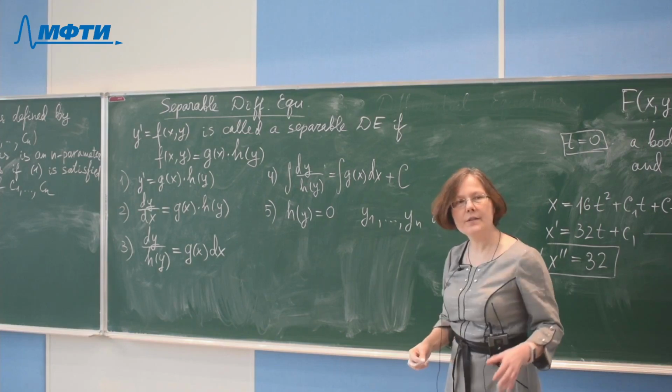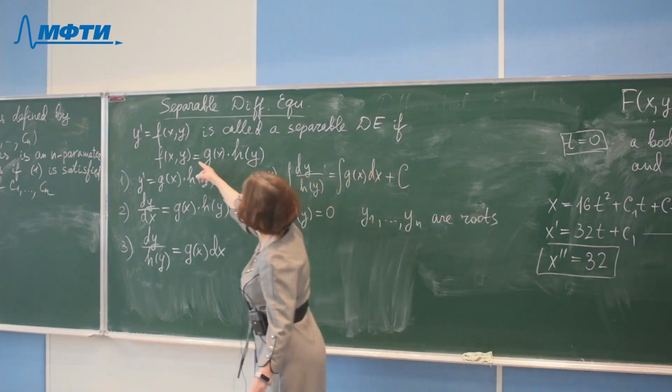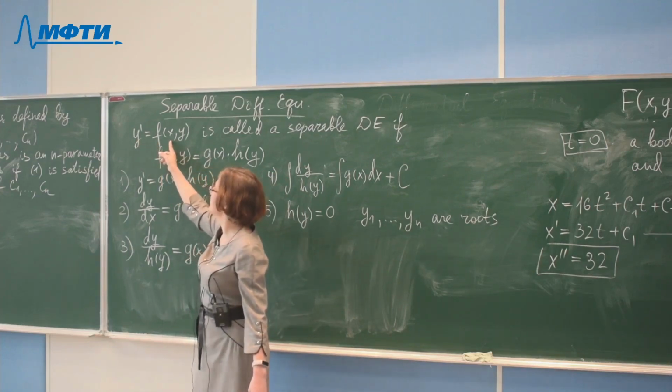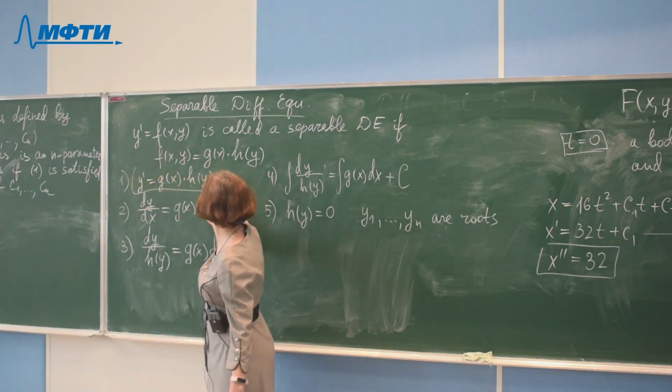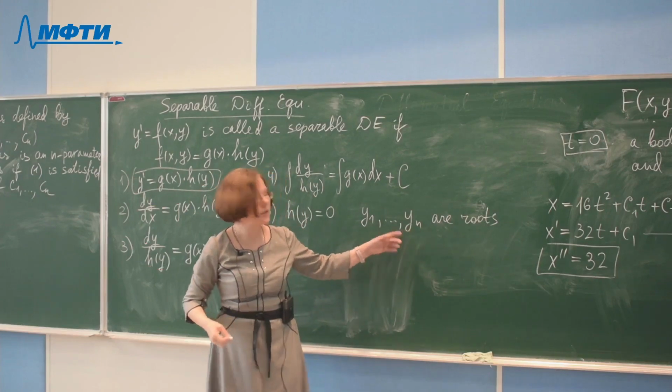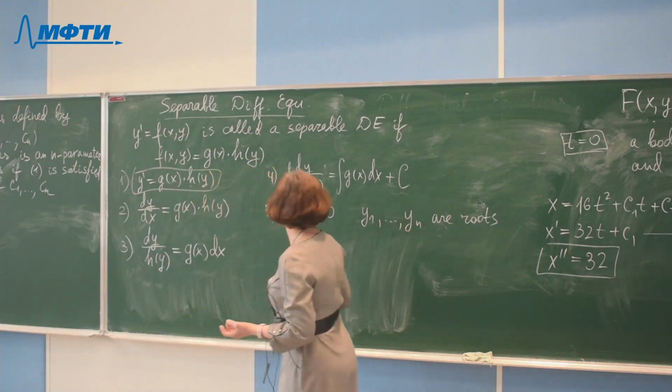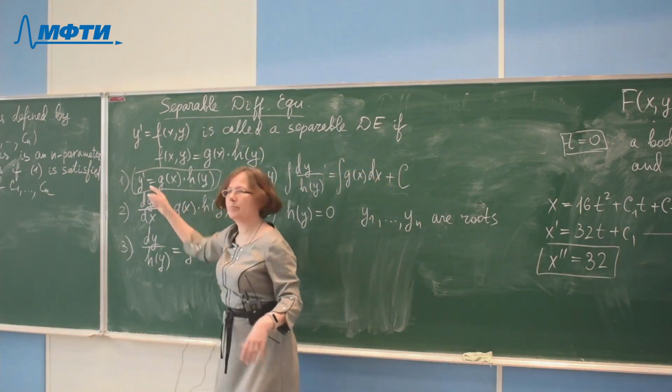Then all these roots will satisfy our original equation, y prime equals the product, right? Let's try that all these roots satisfy this equation. Let's check this. So what is y prime?